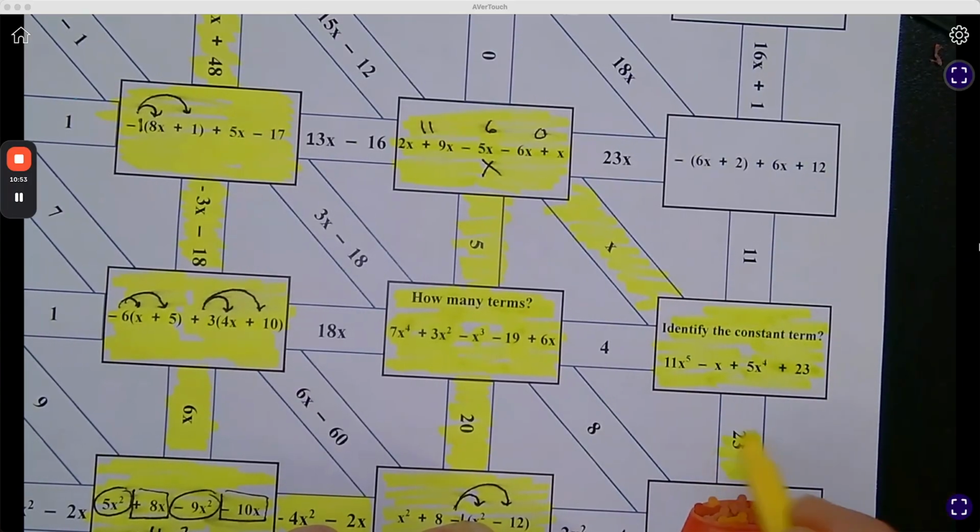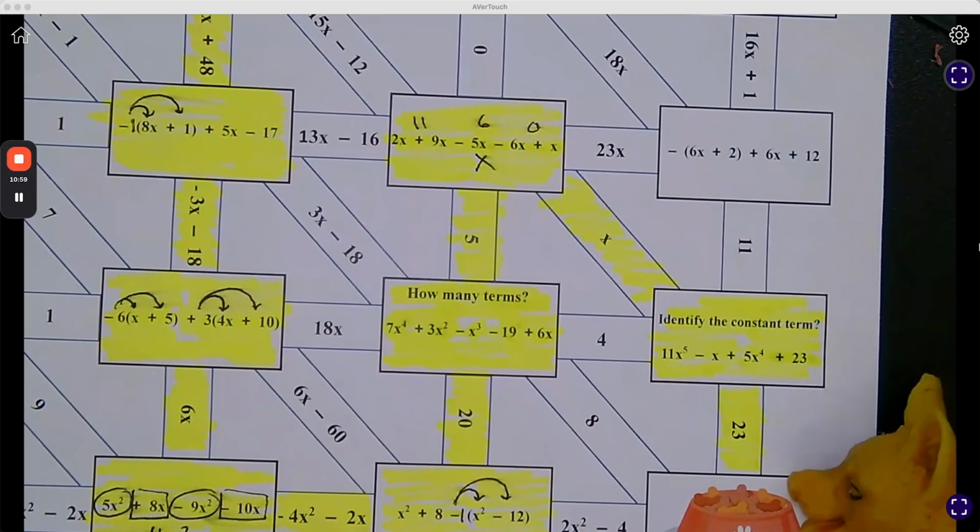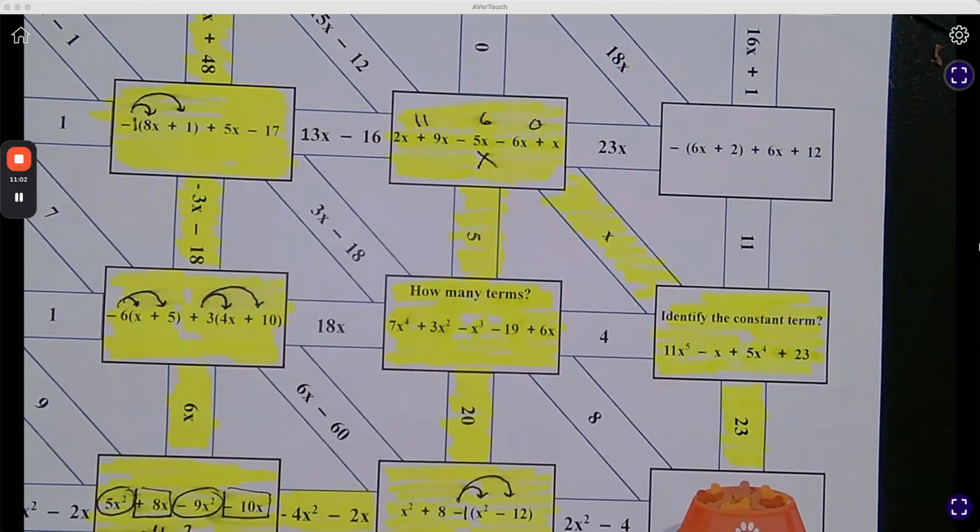Good job, Max. Good job. All right, good boy, good boy. Okay, good job, everybody. Max is happy. We're happy. We completed the worksheet.